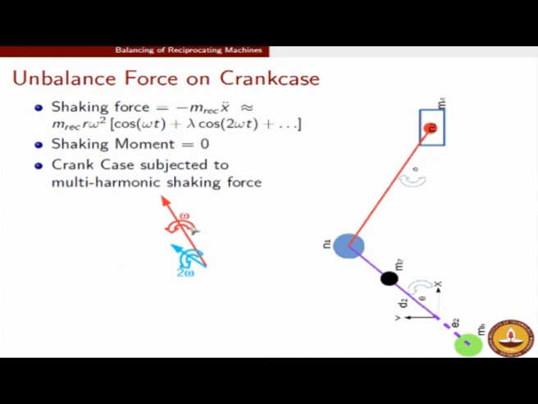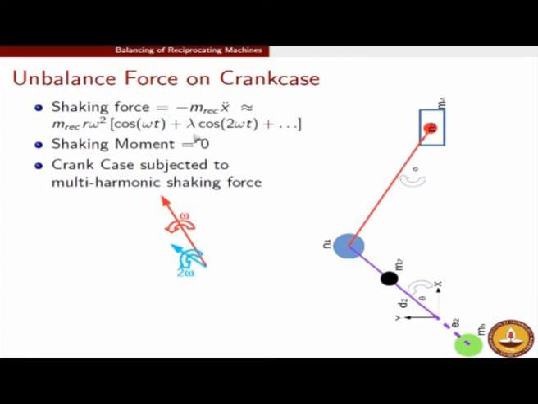This time we have to take into account that it is only the x component of this rotating unbalance force, which is the shaking force. So the shaking force is now construed as the x component of the rotating unbalance force. Similarly, m rec r times lambda can be construed as a rotating unbalance rotating at 2 omega.